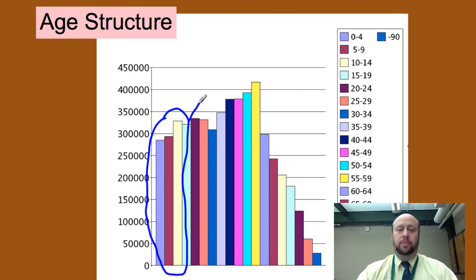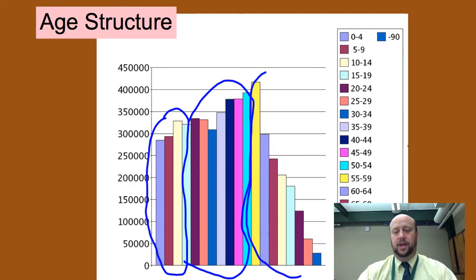And then we would have sort of a post-reproductive age that would probably be somewhere around here. Maybe we could probably leave that blue one off. Or I'm sorry, a reproductive age is what's in the middle there. And then a post-reproductive age here at the end.